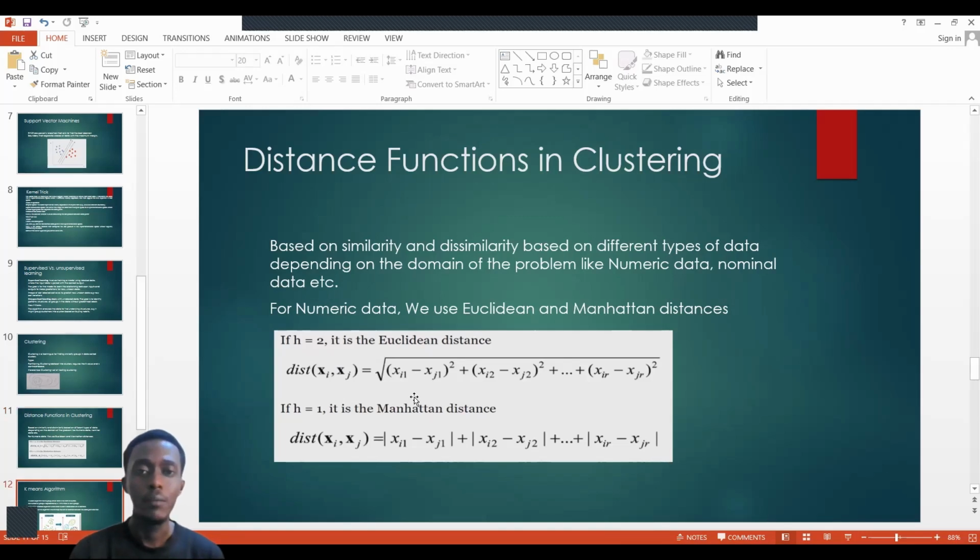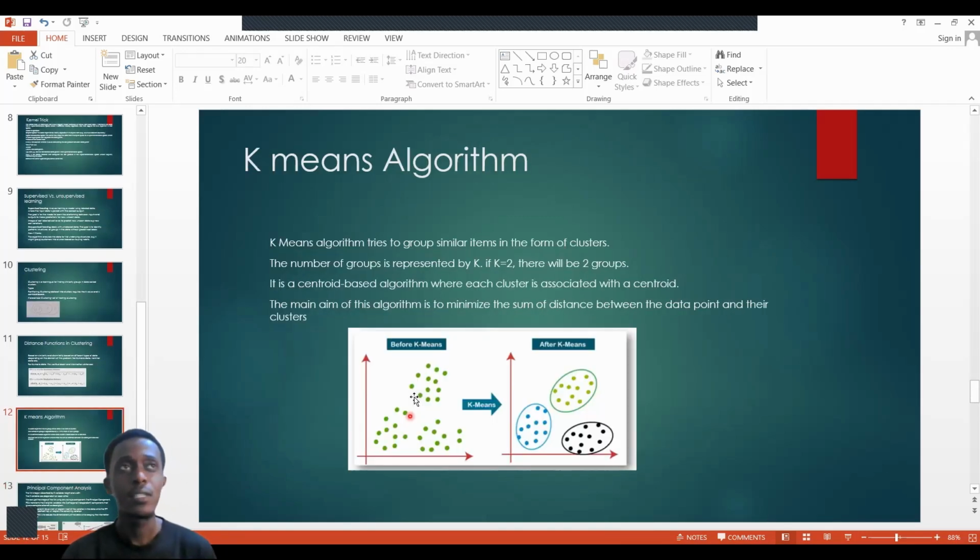And then I move on to the K-means algorithm. K-means tries to group similar items in the form of clusters. The number of groups is represented by K. Let me say if there was a data set like this one, I cluster in 1, I cluster in 2, I cluster in 3. So my K value is equal to 3, that's why we're saying 3 clusters. It is a centroid-based algorithm where each cluster is associated with a centroid. So I come up with, let me say, one centroid like this, then I use it to group the nearest data points to it. I come up with this cluster. The same goes for the rest. We use K-means simply to minimize the sum of distances between the data points and their clusters, as you can see after applying K-means.